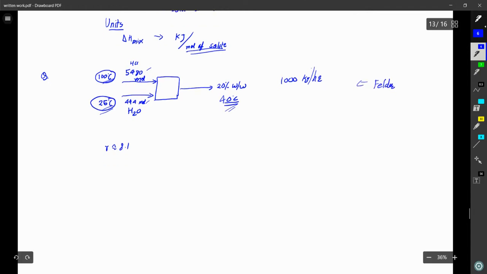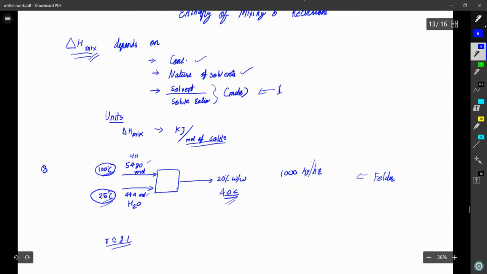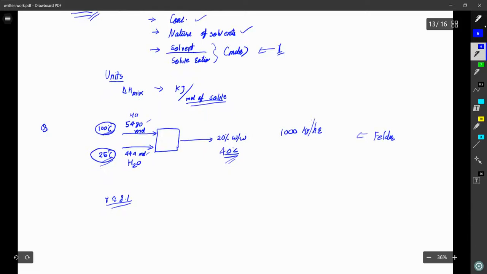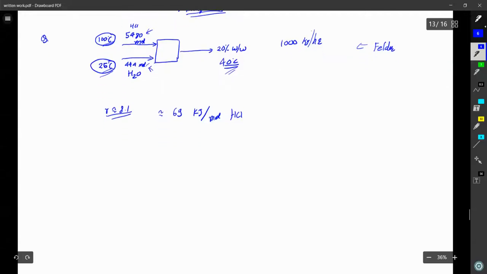Okay, so when you calculate R, what was R? This value I'm calling R. R is 8.1: the number of moles of water by the number of moles of HCl gives R of around 8.1. If you get the value of R, you get delta H mixing of something around 69 kilojoule per mole HCl.